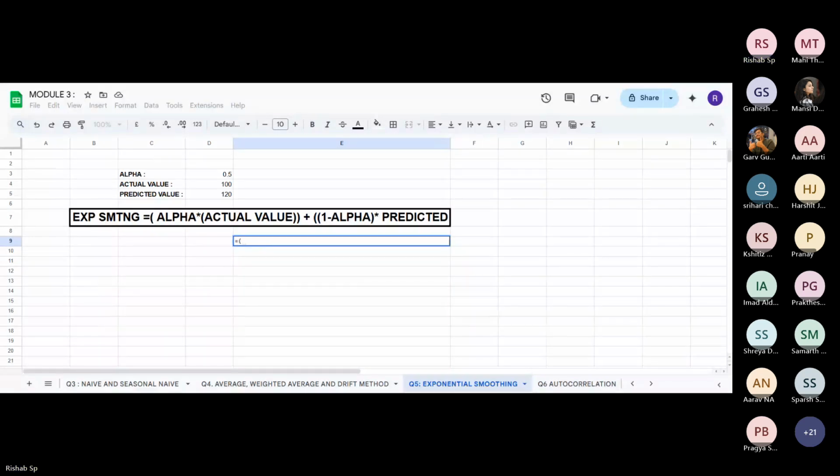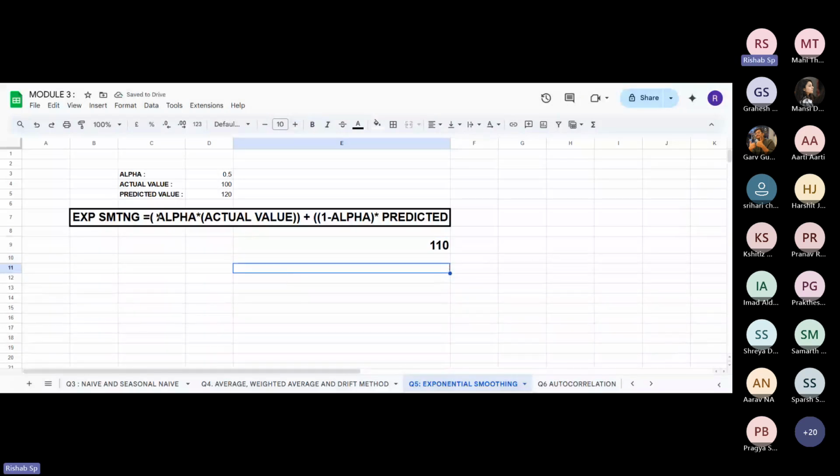So we have alpha 0.5, actual value 100, plus next 1 minus alpha, 1 minus 0.5 into predicted value 120. So the answer you get is 110. This is your predicted value.